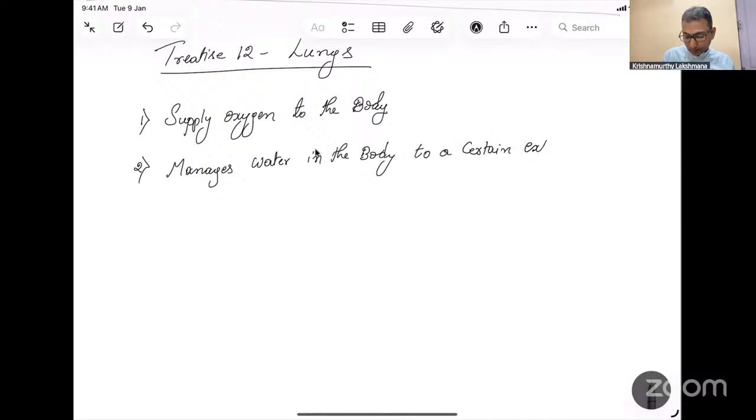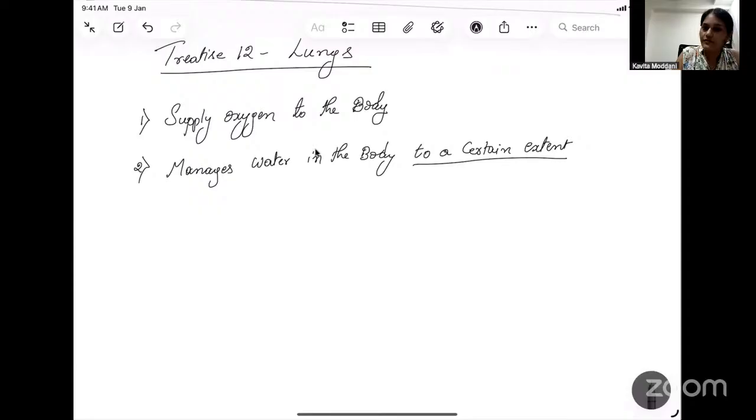Why? Say if the kidney fails in a person, the water is sent out in the form of urine, right? Wastewater is sent out in the form of urine, but it is also sent out in the form of sweat. And that sweat is through skin, and skin is managed by lungs. So through perspiration, there is a balance of management of water in the body, and it is like a secondary excretion of water in the form of sweat. It is not only that, it also does other ways, which we will probably take up.